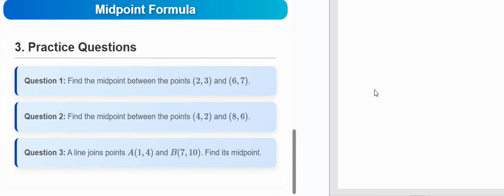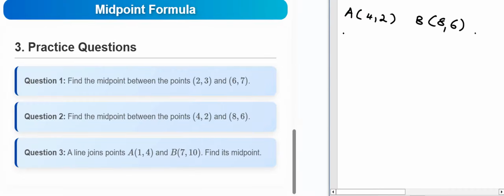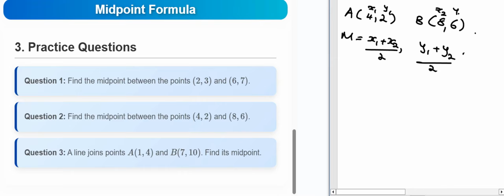Let's find the midpoint of our line with these points. So point 1, which I can call A, is 4, 2, and point 2, which I can call B, is 8, 6. As usual, the formula is M equals (x1 plus x2) divided by 2, comma, (y1 plus y2) divided by 2. But we already have all these values.